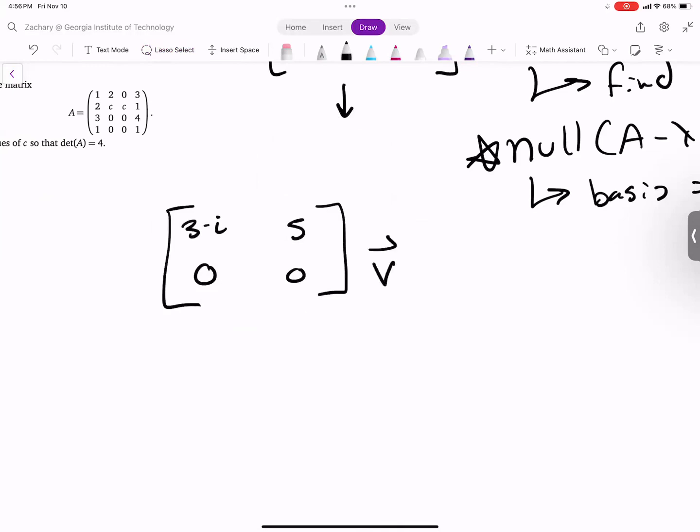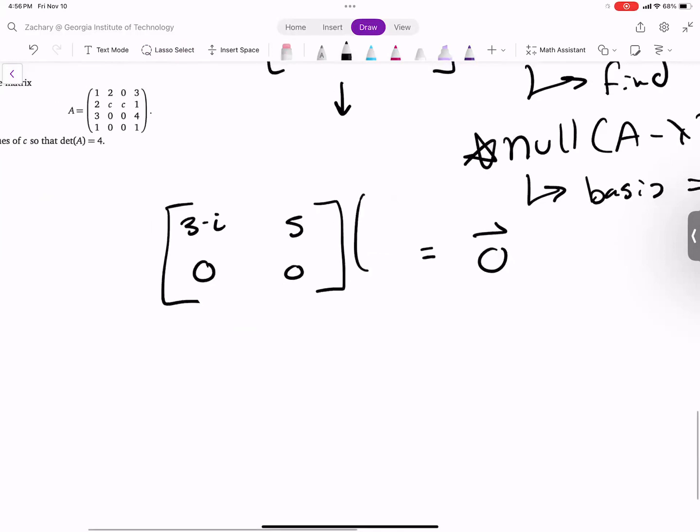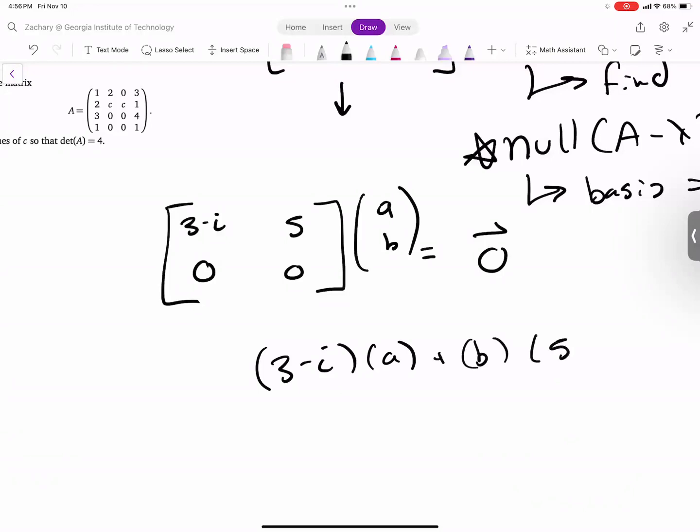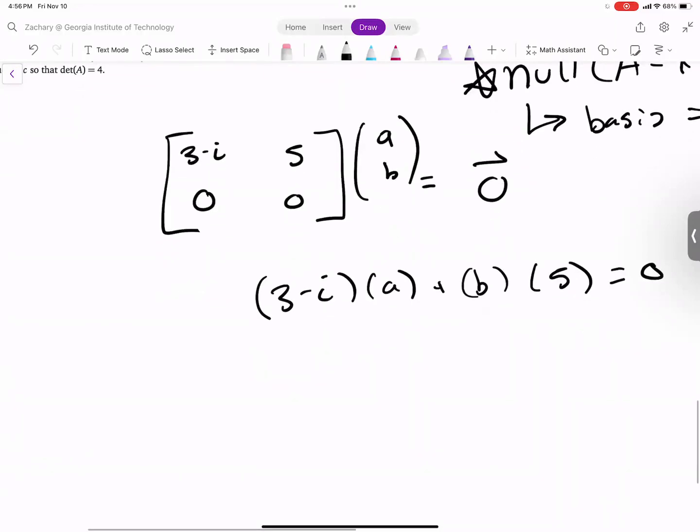So we want this times some vector to be equal to 0. That's how we've defined the null space. That's how the eigenspace, that's how we build out from here. So V has A and B. And what we're doing is we want this to be true. So we know that we're going to have (3 minus i) times A plus B times 5 has to be equal to 0.